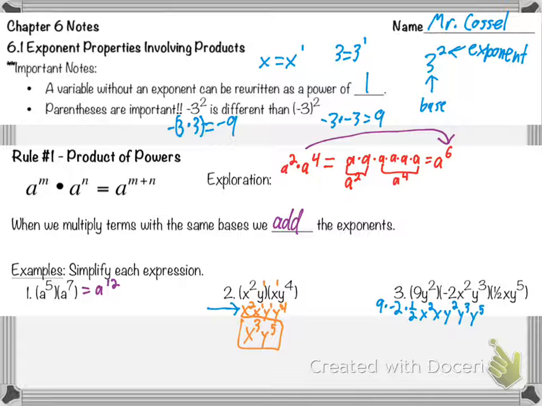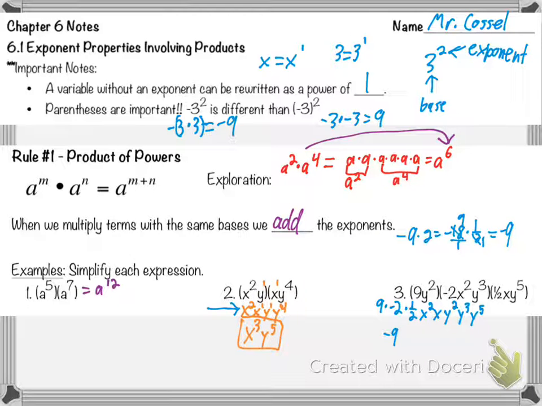Now when I have it like this, it might be easier for me to see what's going on. So we can do those numbers out in the front. 9 times negative 2 times 1/2. What is 9 times negative 2? Negative 18. Okay, what's negative 18 times 1/2? What's 1/2 of negative 18? Negative 9. If you need to do it off to the side, negative 9 times 2 is negative 18. Times 1/2 ends up being negative 9.